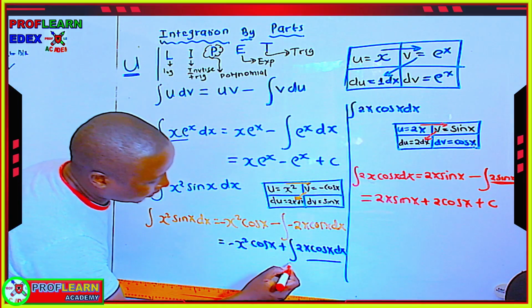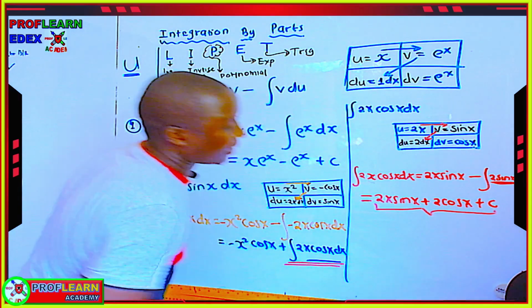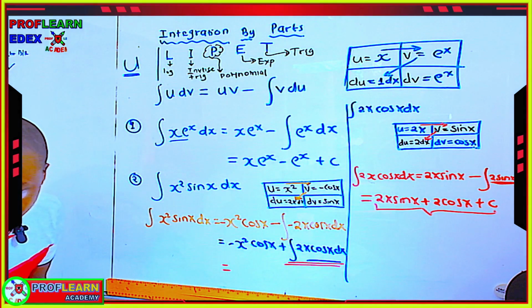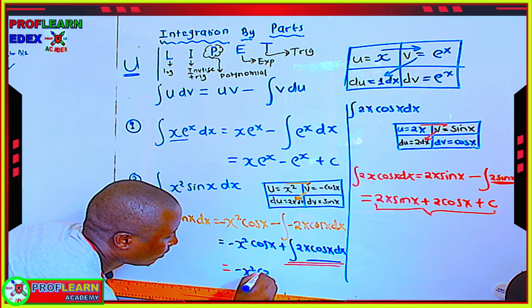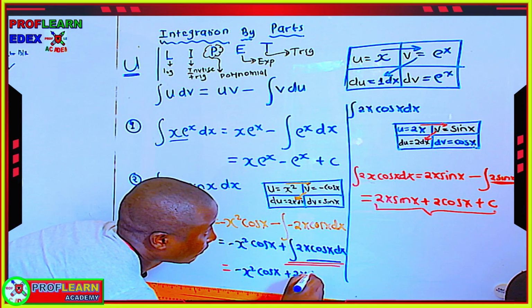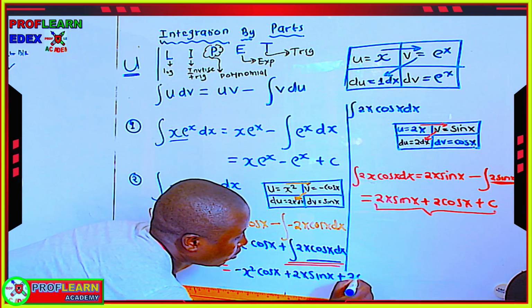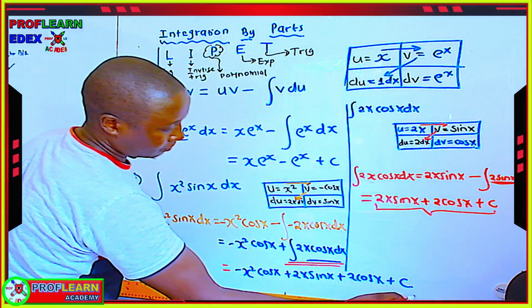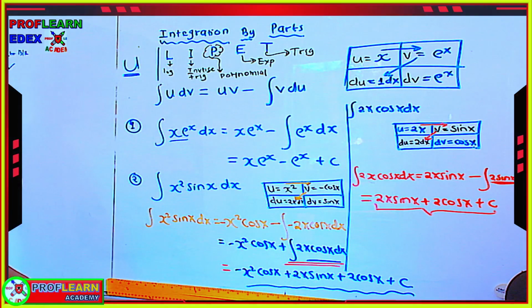So this integral that we were having at this point can be replaced with this part there. Then our final answer for this particular question will translate to: minus x squared cos x plus 2x sin x plus 2 cos x plus c, as the final integral of this particular part of this question.